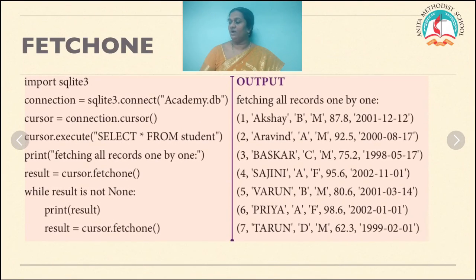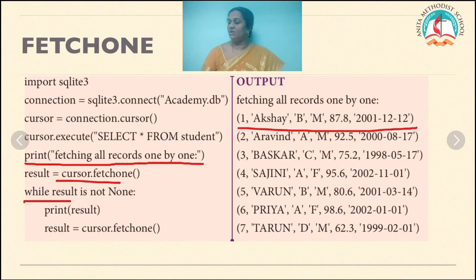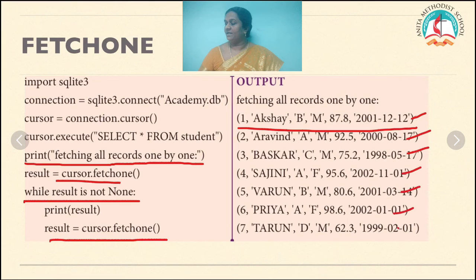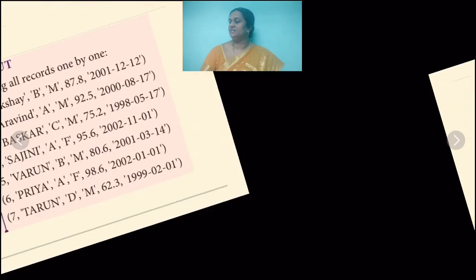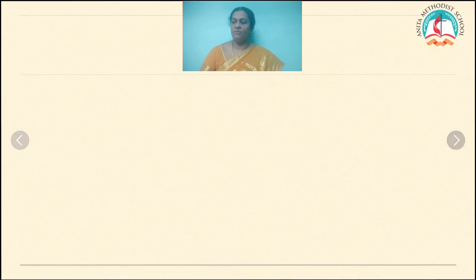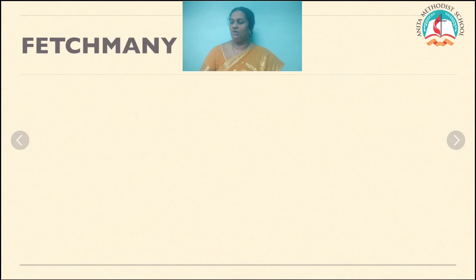But before getting into fetch many, you have one more concept in fetch one. Earlier we saw in fetch one that only one record is being printed. So now how do we print each and every record one by one? You use print fetch one records one by one, while result is not none, till the end of the records. All the records will be printed, however many records there are, each and every record one by one. That is the use of fetch one. Correct? The other things remain the same, only the fetch command alone varies.